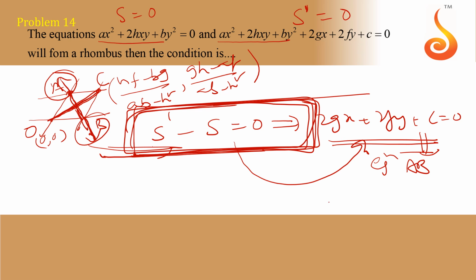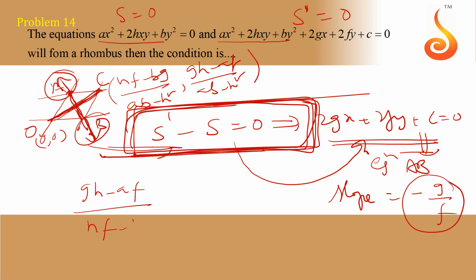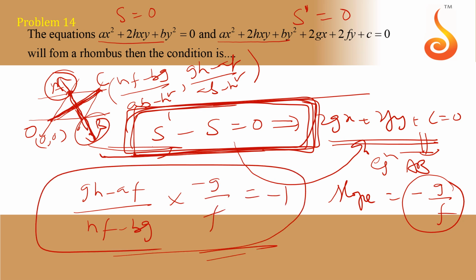So what is the slope of this diagonal? The slope of this diagonal will be minus g by f. So product of the slopes, origin and this slope. What is the slope? (gh minus af) by (ab minus h square) divided by (hf minus bg) by (ab minus h square). ab minus h square gets cancelled. So you got (gh minus af) by (hf minus bg) into minus g by f should be equal to minus 1. Simplify, you will get the result. So try to understand here. My main aim is how to generate the equations satisfying the common points. That is very, very important. Next question.